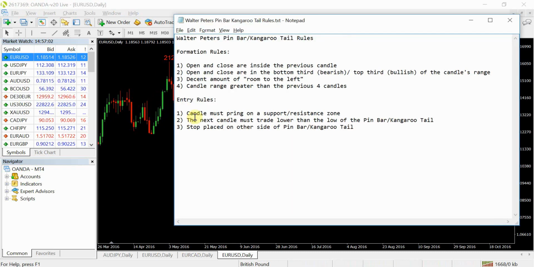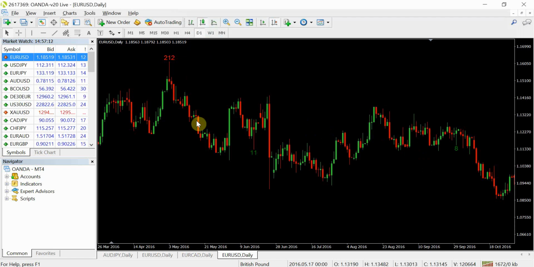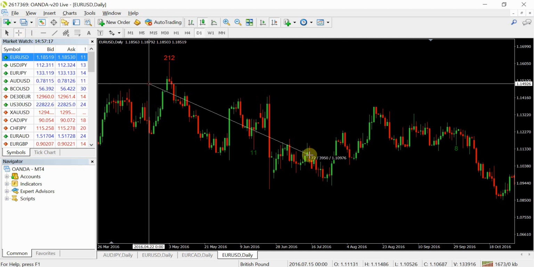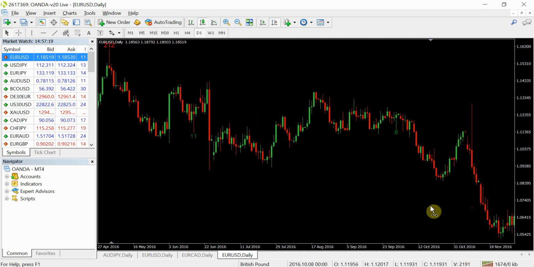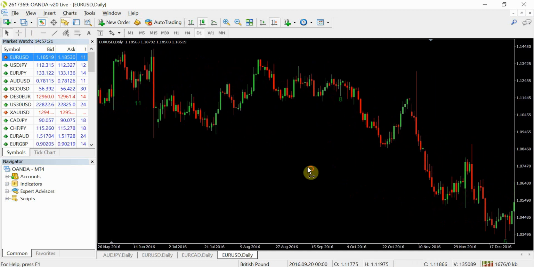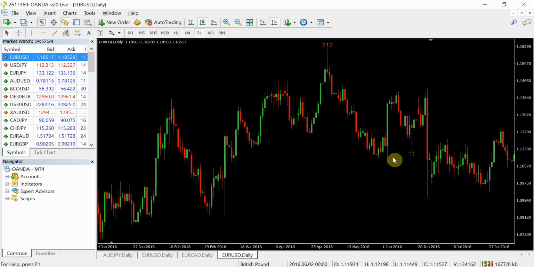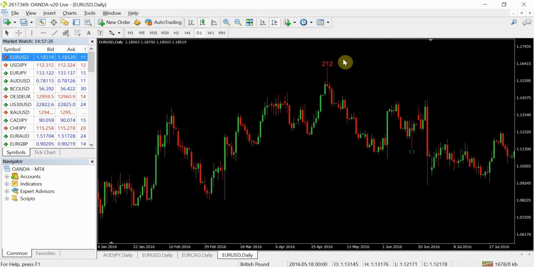And if we look at the entry rules, the next candle must be on a support and resistance rule. Again, I've not checked support and resistance. I've just gone with room to the left is quite high. The candlestick must trade lower. So as you can see here, the next bar traded lower, and it went about 600 pips, and look, it just keeps going down from there. If you took one signal a year and that was it, that was there.